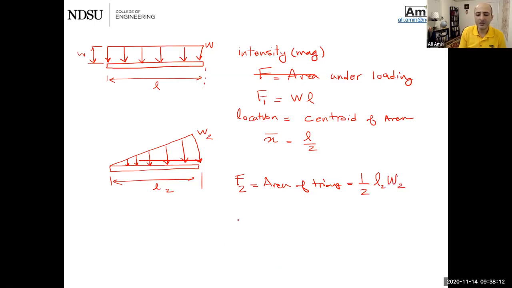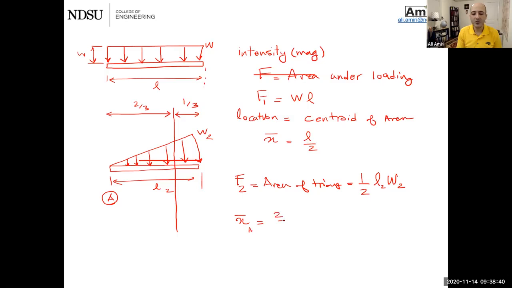The location of it, X bar, is going to be the centroid of a triangle. The centroid of a triangle is located 1/3 to the base, or 2/3 to the other side. So it really matters which way you're measuring. Okay, so let's measure from this point. Let's measure from A. X bar from A is going to be 2/3 of L2. Or X bar from B is going to be 1/3 of L2. So these are the two that you need to know.